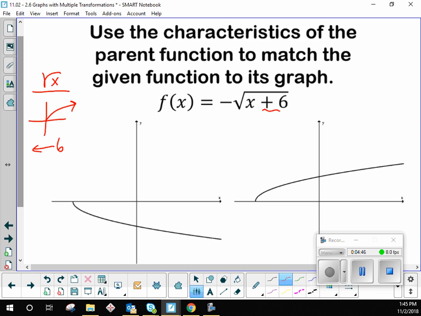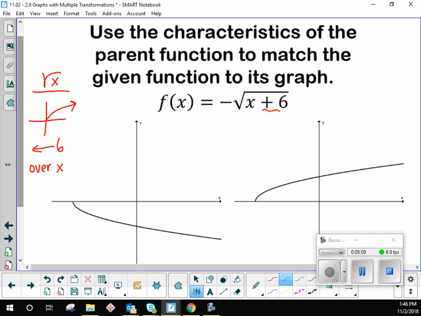Also, if you're thinking about working from the inside out, you start at x, and the closest thing to x is +6, so you do that transformation first. After that, the next transformation is this negative out front. So a negative out front of the function means you're going to reflect over the x-axis.